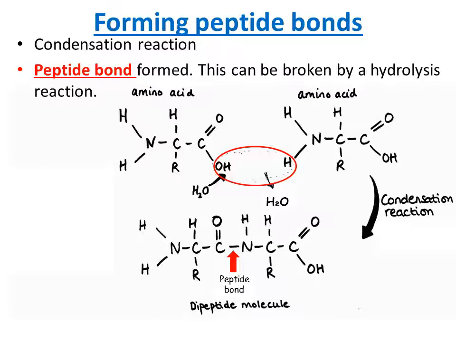Now you can actually reverse this process by a hydrolysis reaction, which involves adding back water so that the bond can be broken between the two. The peptide bond is a very strong bond. It's a covalent bond, and the main mistake people make with this one is that they often refer to it as a dipeptide bond. So just be careful that you correctly refer to it as a peptide bond.